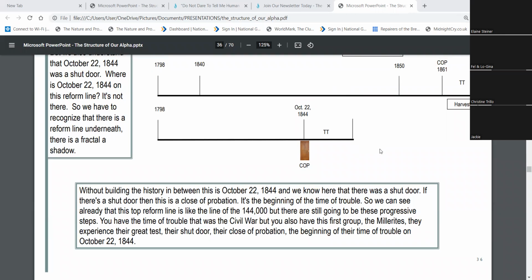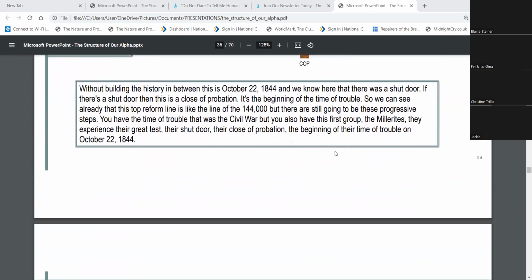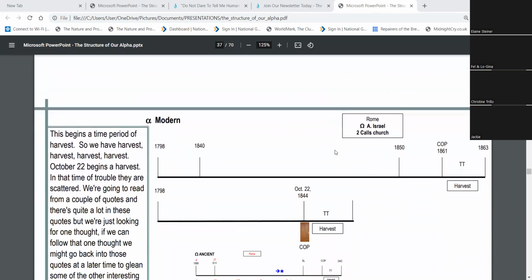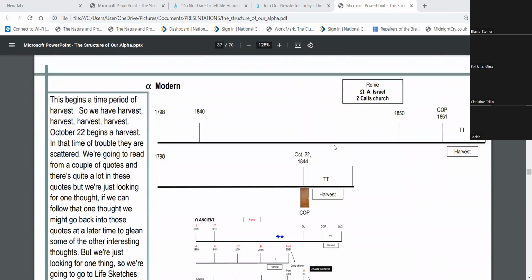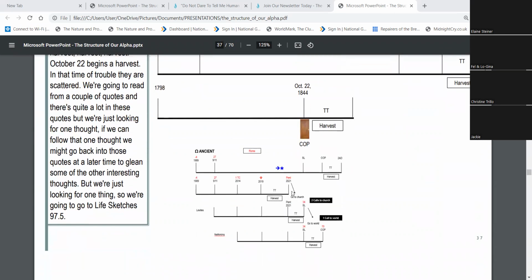You have the time of trouble that was a civil war, but you also have this first group, the Millerites. They experienced their great test, their shut door, their close of probation, the beginning of their time of trouble on October 22nd, 1844. This begins a time period of harvest. So we have harvest, harvest, harvest, harvest. There's 4 harvests.